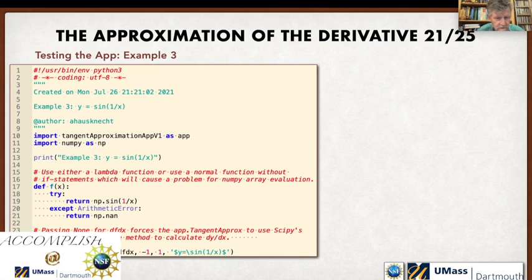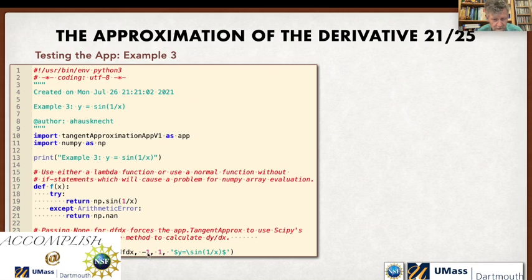Okay, here's example 3. I included this example because this function will cause a division by 0 error at 0. So when I define the function, I have to use a try except instead of using a lambda function. Again, I'm passing in None for df dx, so SciPy will actually be used to calculate the derivative, and this is how you call the function.